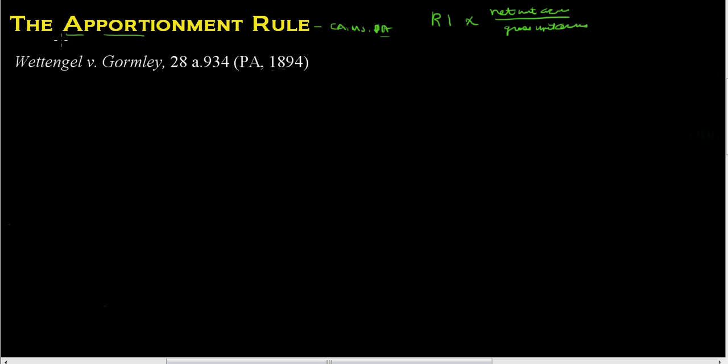Now, when we're talking about the apportionment rule, there's an additional calculation, and that additional calculation is the lease net acres divided by the lease gross acres. But before we get into that, the best way to understand the apportionment rule is to understand the case from whence it came. And that is Wettengale versus Gormley. This is a 28 A. 934. It's a Pennsylvania case, and it's in 1894, not 1994. So this is where the apportionment rule was created. So let me tell you the facts of the case, and you'll kind of see what the logic of the judges that made the decision.